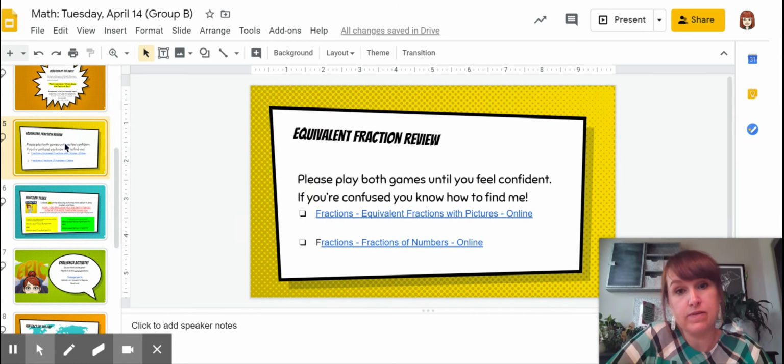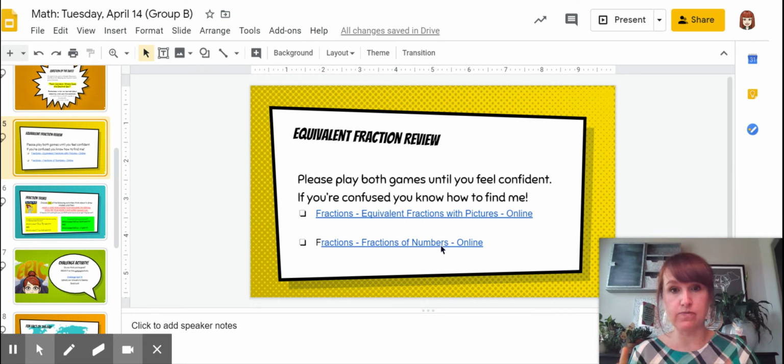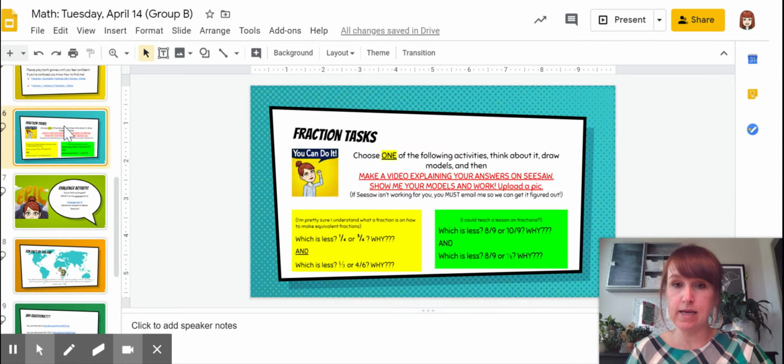There's a couple of games that I want you to play. It's about making equivalent fractions and finding a portion of a number. So for the fraction of numbers game online, it'll be something like, what is half of 8? Now we know "of" means times. So half of 8, we're starting with 8. What is half of 8? If I split it into two sections, 4 is half of 8. So review that.